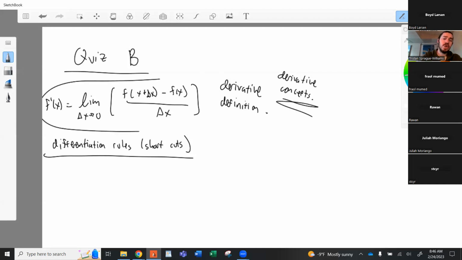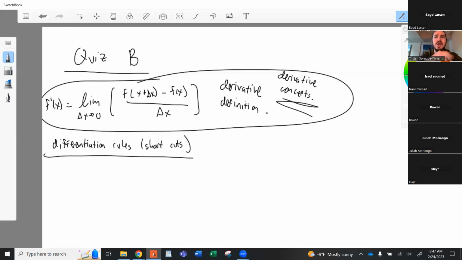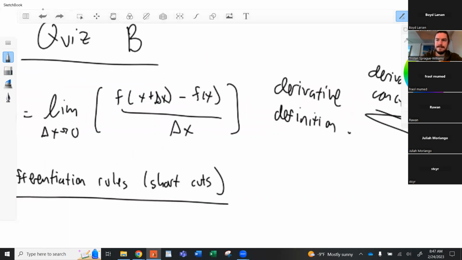So when I say this is going to show up, I don't necessarily mean that you'll have to actually compute a long limit with the algebra involved. I might just ask you about this definition, right? So let's review what this means, okay? Because that's, I think, important. This is the secant slope.